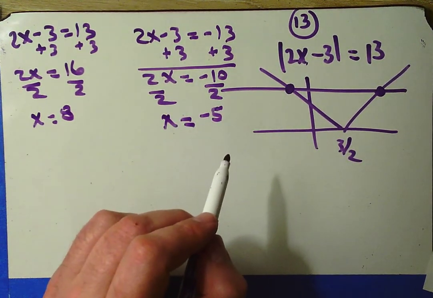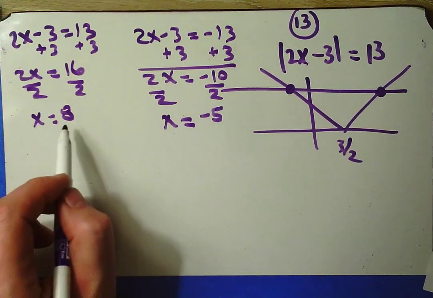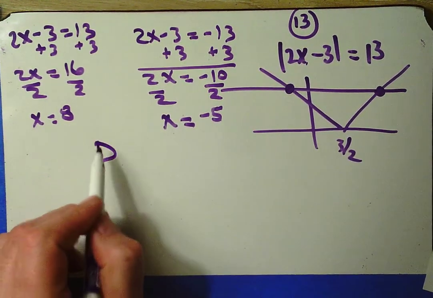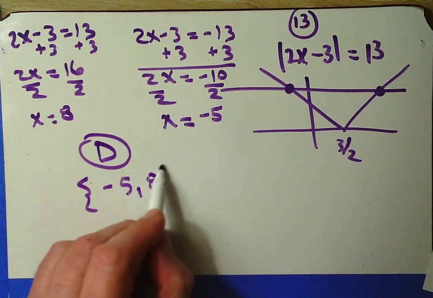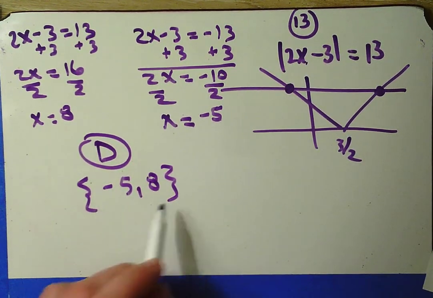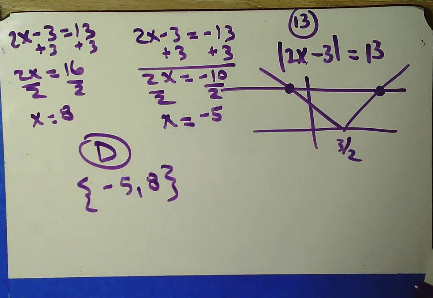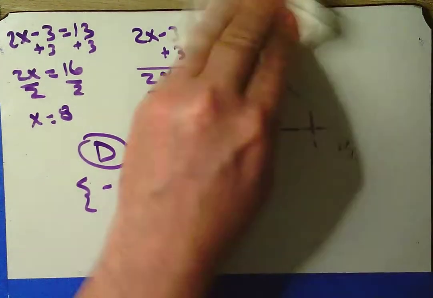Okay, so which solution set contains both negative 5 and 8? That would be choice D. D contains both negative 5 and 8 in set notation. This is set notation we're looking at, and they ask for a solution set. Okay, problem number 14. If the number line below shows the range of possible values for b, which of the following shows the same possible values for b?